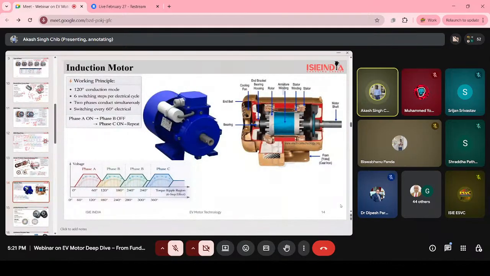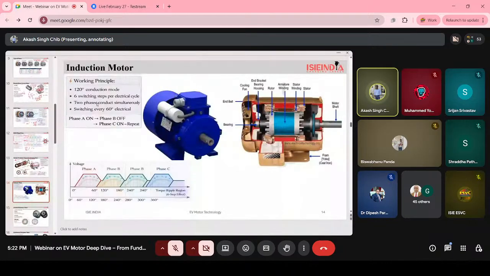And how is it working? A rotating magnetic field is generated inside the stator part. Okay. The current is induced in the rotor. That's why we call it an induction motor. We are inducing the current inside the rotor. That's why it is called an induction motor. Okay.